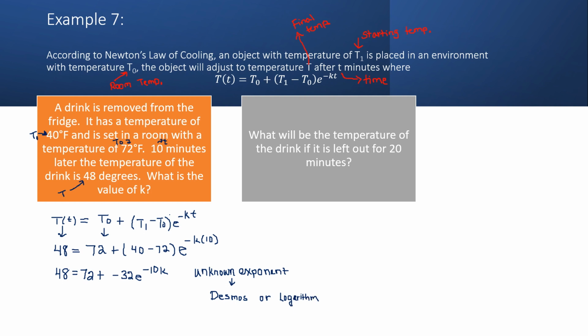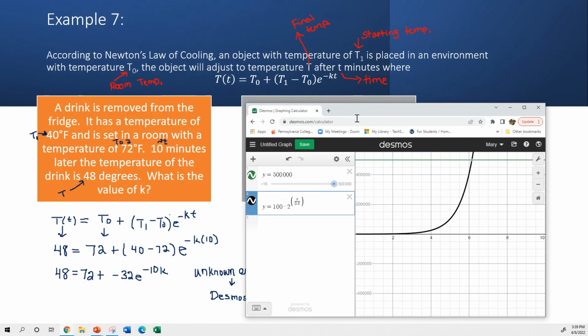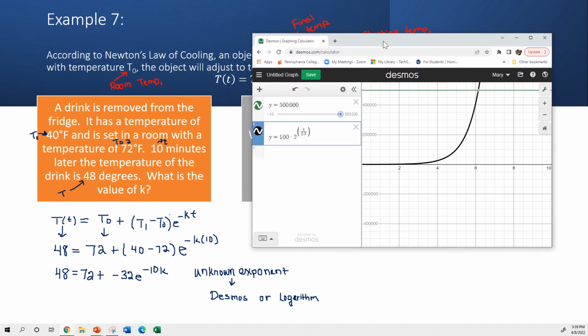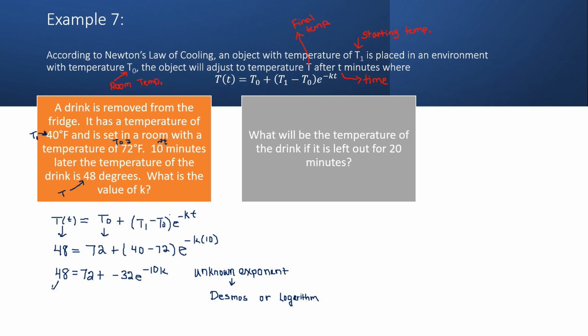So this entire presentation is focused on using Desmos, so that's where I'm going to go again. So I go get my graphing calculator, Desmos, and like we have done every single time, we have to make each side of this be its own equation. So over here, I'm going to make this be y equals 48. And on the other side, all of this is my y equals 72 minus 32e to the negative 10, and that k will have to be an x in Desmos.